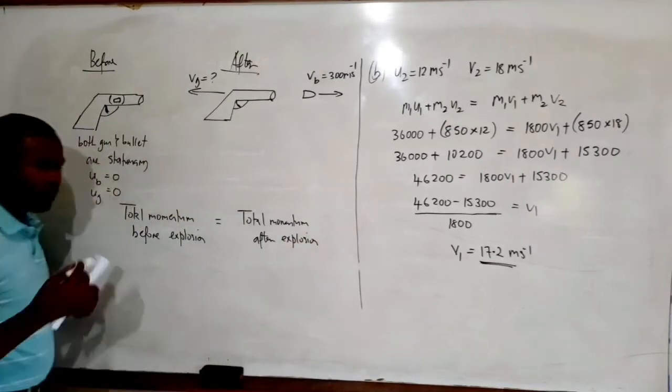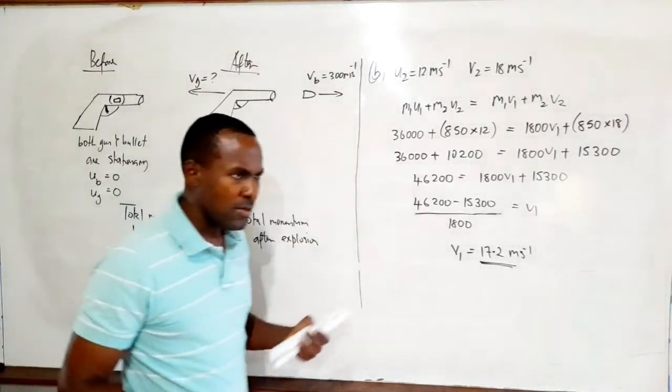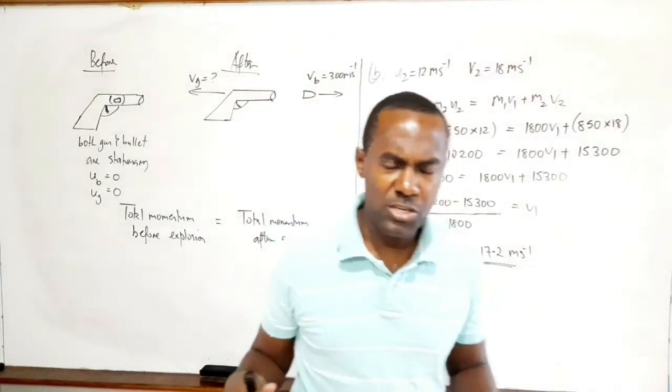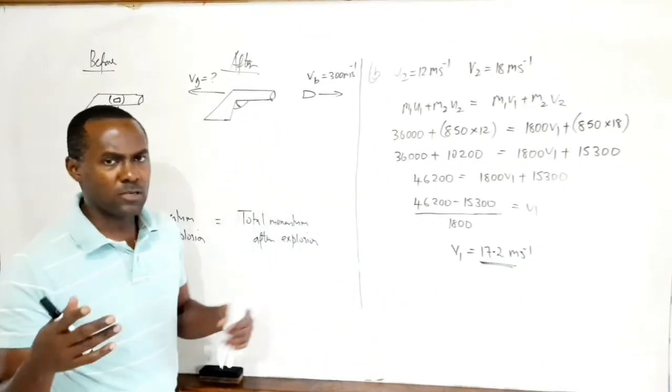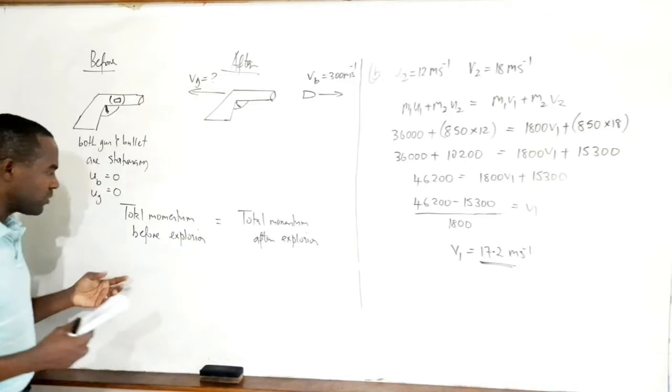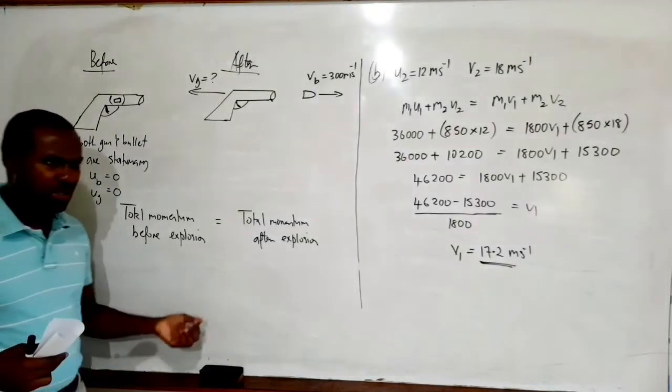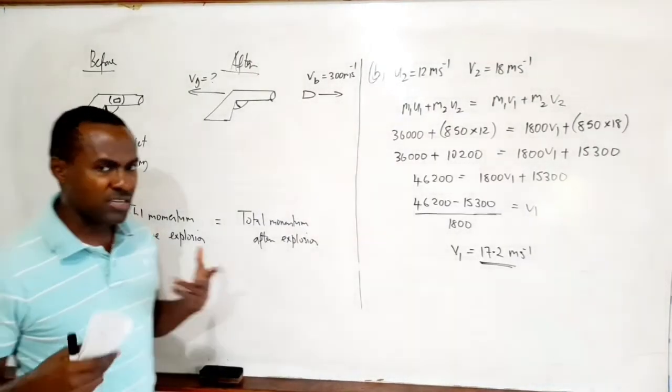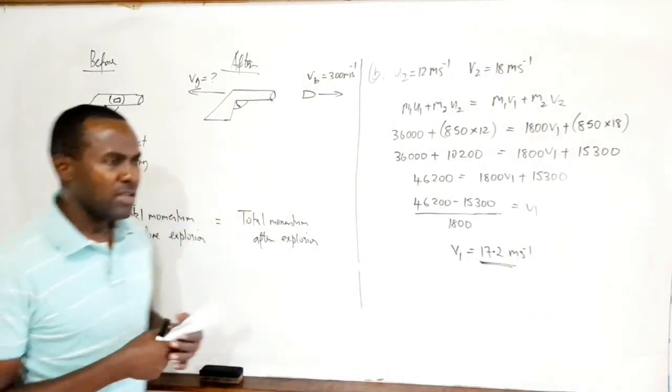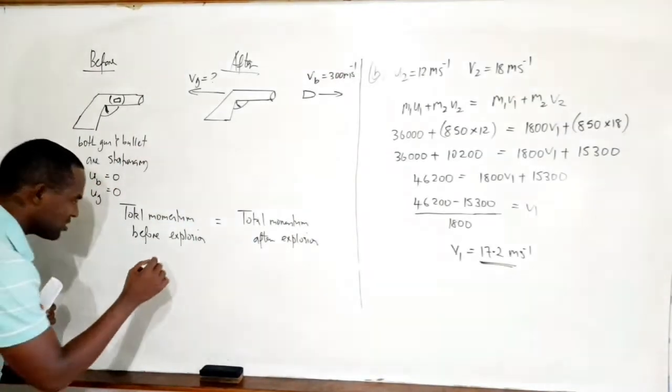Now before the bullet is fired, we know that both the gun and the bullet are stationary, and therefore their total momentum is equal to 0. So we don't need to put m1u1 plus m2u2 or anything like that, because we know that both bodies are stationary before the bullet is fired, and therefore what goes on the left hand side is equal to 0.